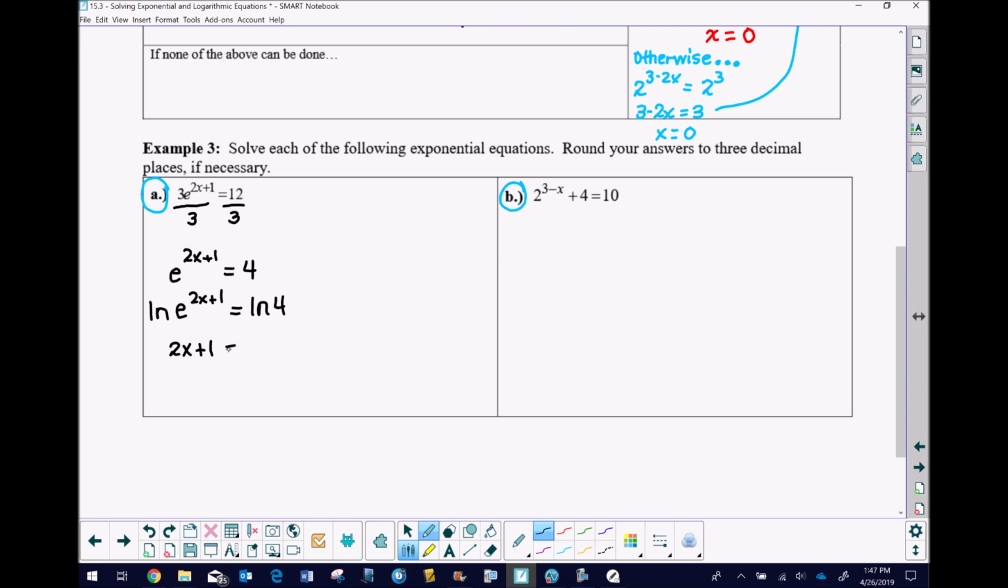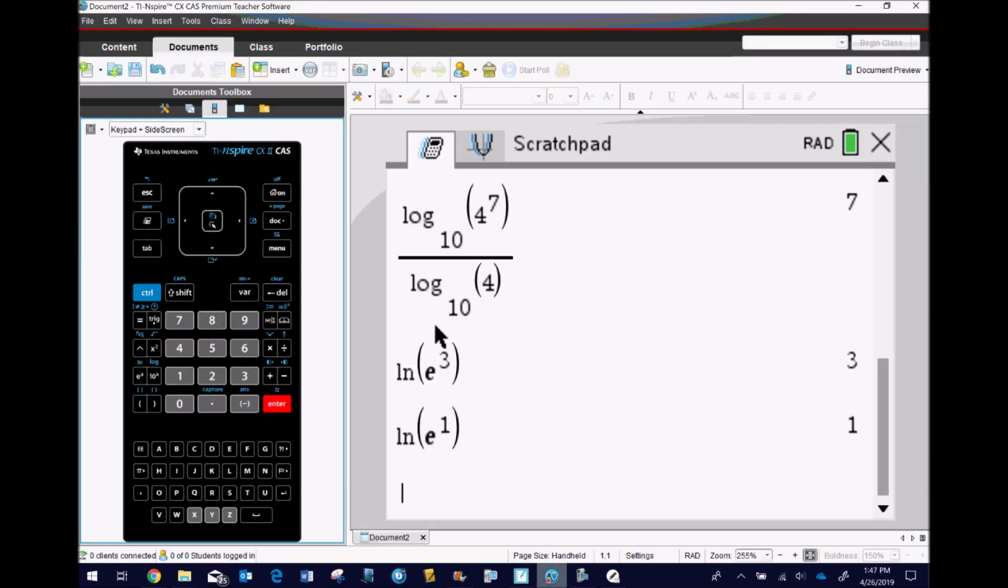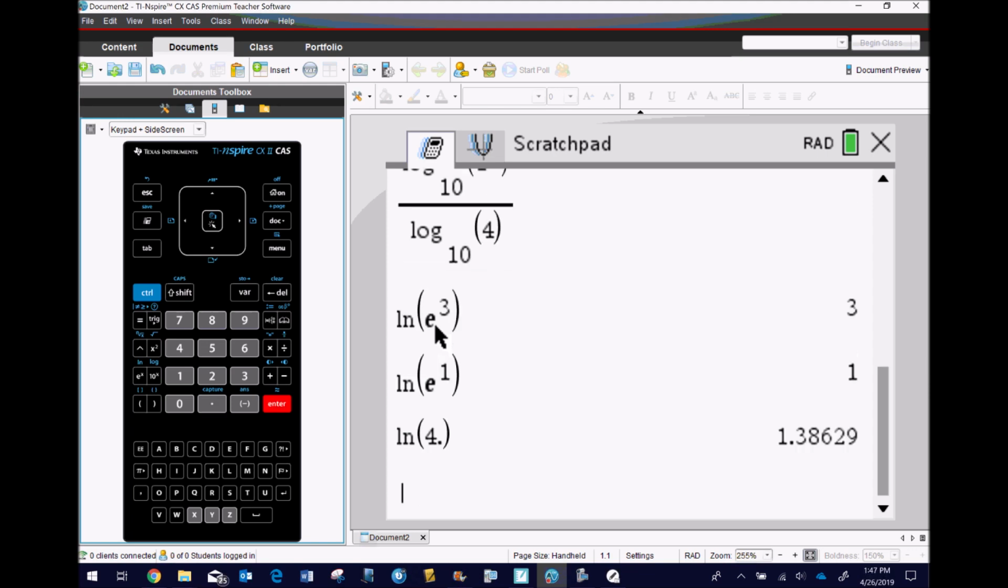We get 2x plus 1 equivalent to the natural log of 4. Now the problem is that we have no way to find the natural log of 4. That is an ugly number. So we would go to the calculator and compute the natural log of 4. Everybody's got a means by which to do that. You have a LN button on your scientific calculator. That's easy to find. And we get 1.386. It says to round to 3 places, so we can just call that 1.386 right now.